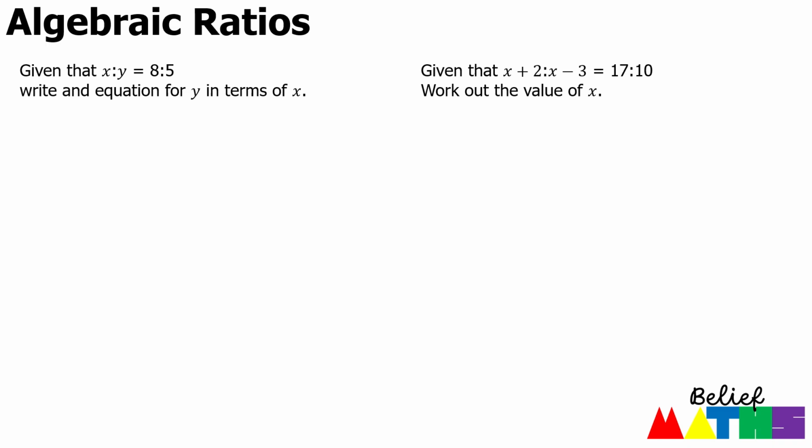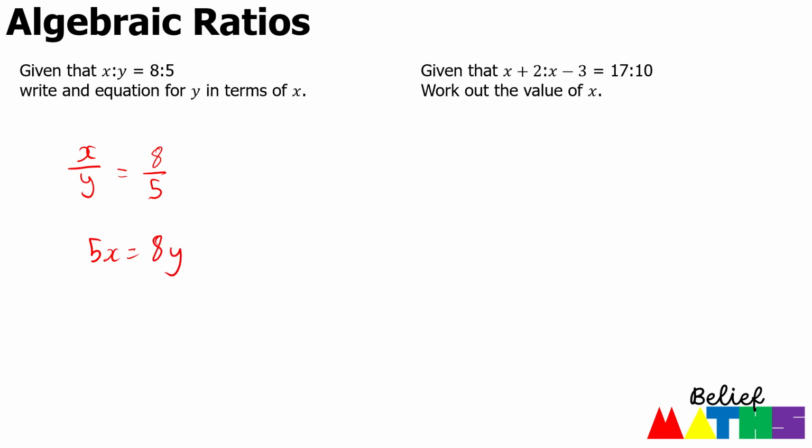Algebraic ratios, on the other hand, can sometimes cause some difficulties. But what we can do is, again, use that fraction trick. So x to y, I'm going to put x on top and y on the bottom. And that's equal to 8 to 5, so 8 on top and 5 on the bottom. Now we're going to cross multiply here. So x times 5 is 5x, and 8 times y is 8y.